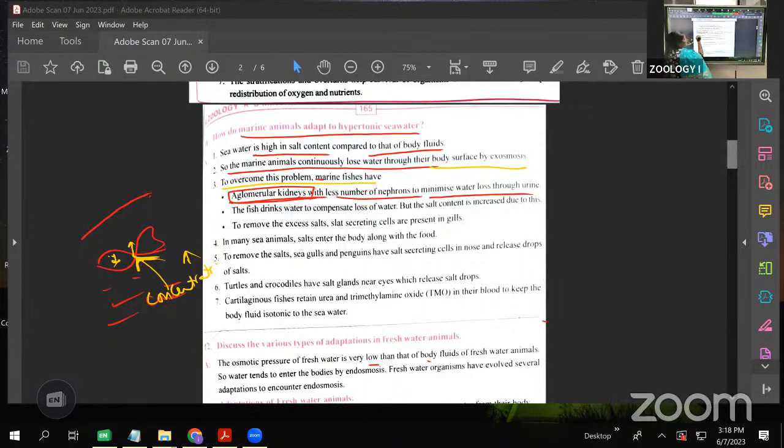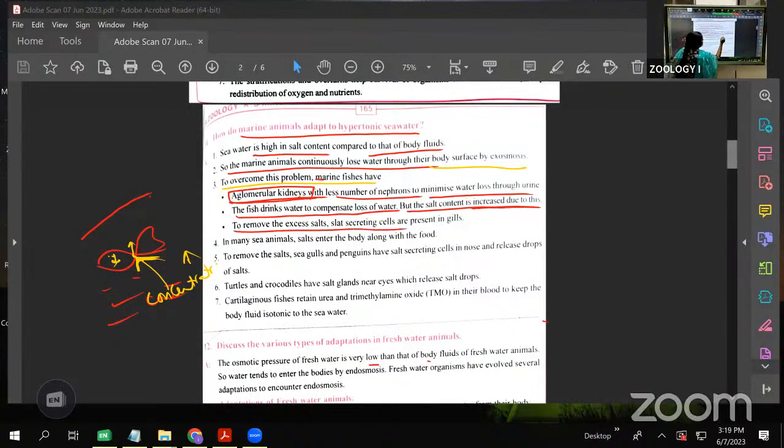Next, the fish drinks water to compensate for the loss of water. They take in salt water to equalize, so they don't lose water. That's why they drink water to compensate for the loss. But then the salt content increases. Drinking more water means the salt content inside the body is more, so they need to remove the excess salts.